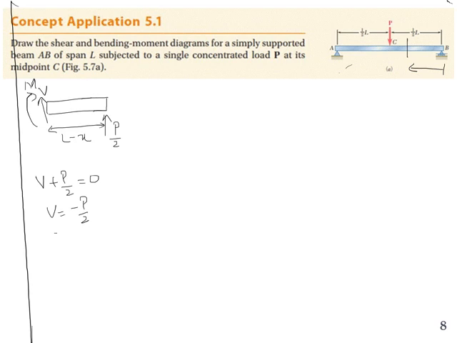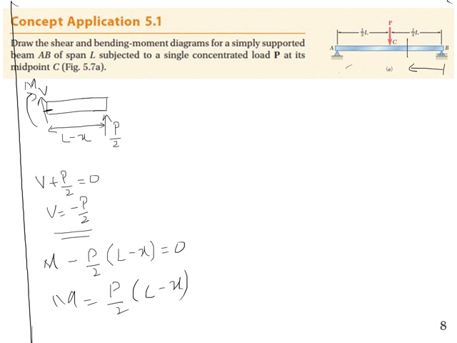Now, that is the same as we calculated previously. If we write the moment, again we are taking moment about this point. So M minus P by 2 multiplied by L minus x is equal to 0, and M is equal to P by 2 times L minus x. Now, at x equal to L, that is B, the moment is equal to 0. If you put x equal to L by 2, that is location C, it will give us the same value, that is PL by 4.